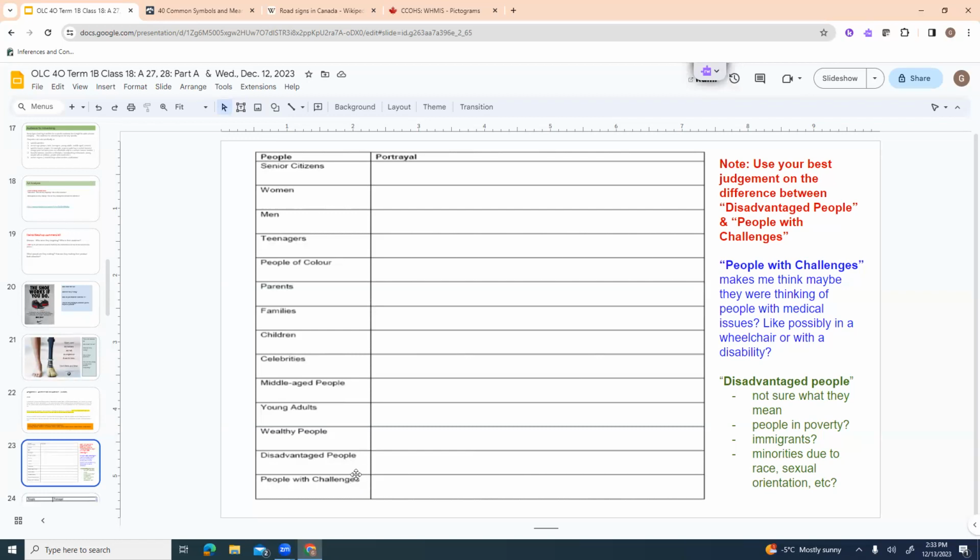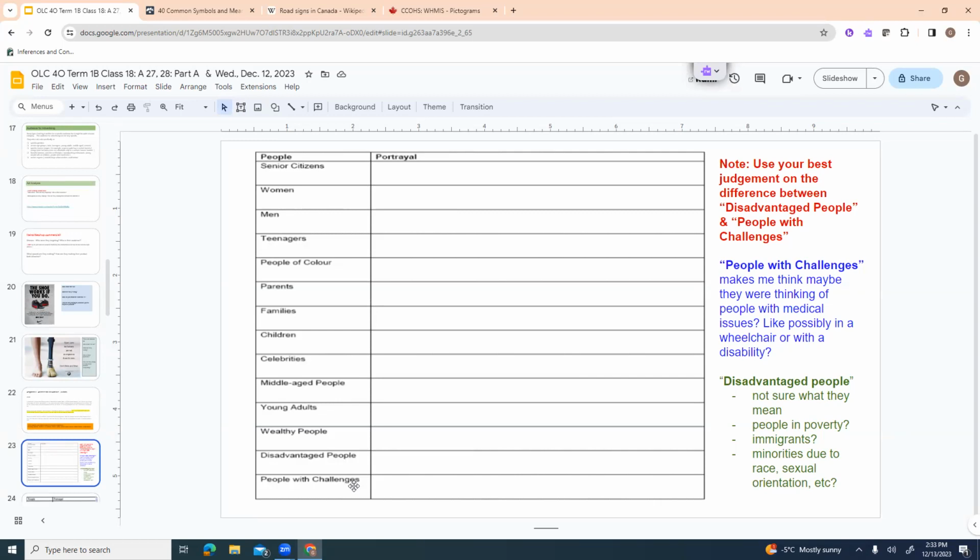Now, I got to be honest, I wasn't really sure what they meant by the last two categories. People with challenges made me think that maybe they were thinking of people with medical issues, like possibly a wheelchair or with a certain kind of disability, like, I don't know, deafness or something. I wasn't sure. And then disadvantaged people. That's such a general term because I mean, people with challenges might be disadvantaged. So I'm not sure what they mean by that.